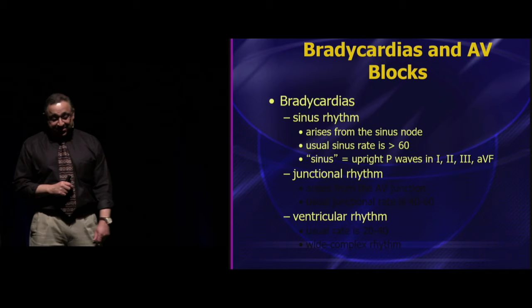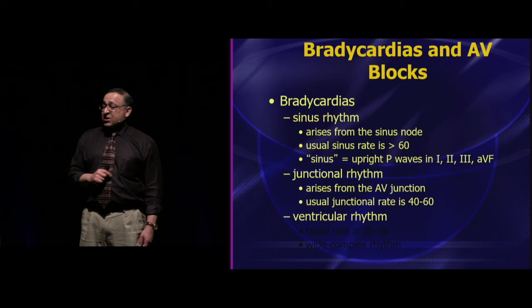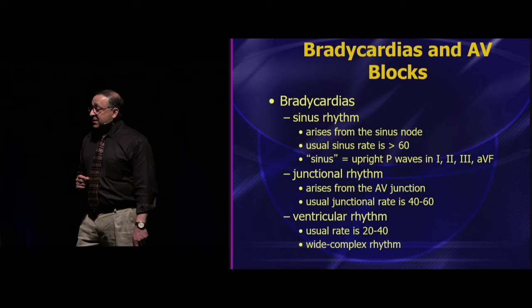Junctional rhythms, the AV node has an intrinsic rate of about 40 to 60. So when you see slow junctional rhythms, almost always they're in the 40 to 60 range. And usually junctional rhythms are narrow. And then ventricular rhythms are always wide. And the rate is typically about 20 to 40.